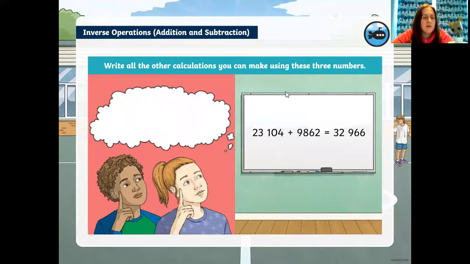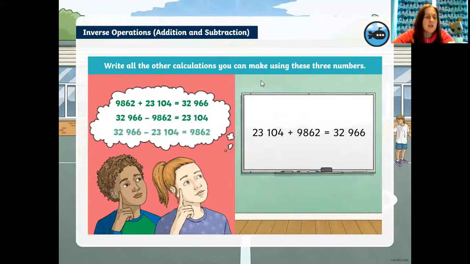We're also looking at inverse operations. So for addition, the inverse calculations would be subtraction calculations. We need to rearrange the number sentence so that we can create 2 more subtraction calculations. Hope you got those if you worked them out.